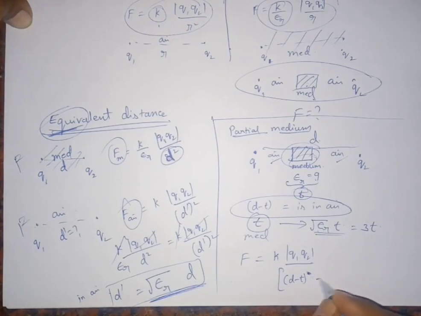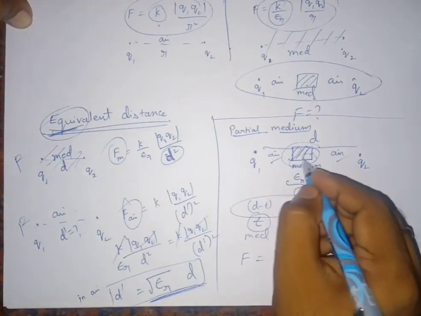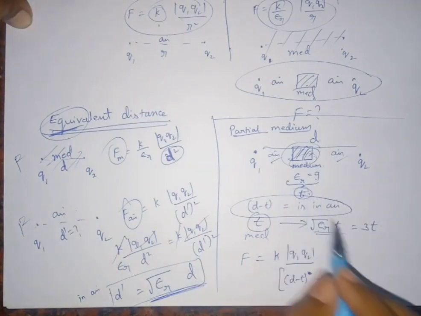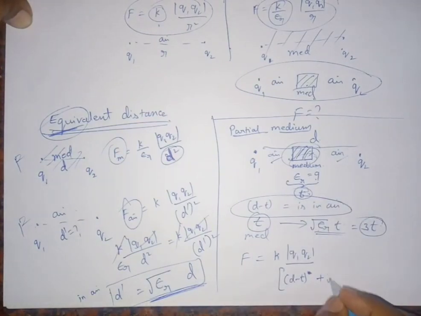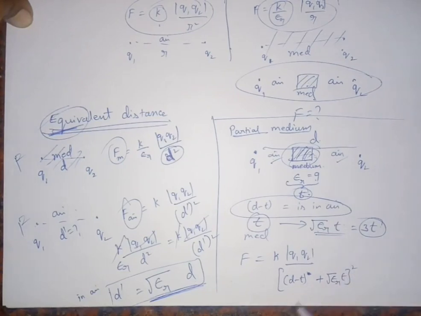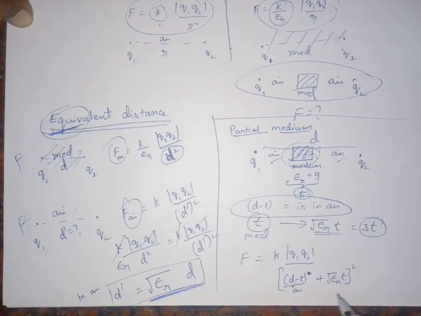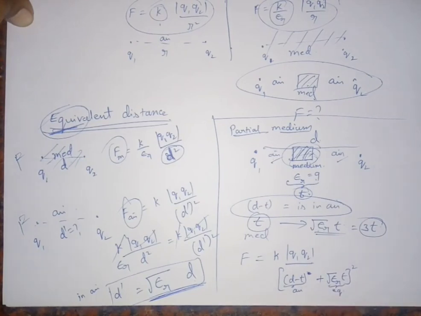Keep it as air. Plus, this is in some medium of thickness t. Write its equivalent distance in air. What is its equivalent distance in air? Root epsilon r into t, whole square. So this part is already in air. This part is not in air, but it's equivalent distance in air.